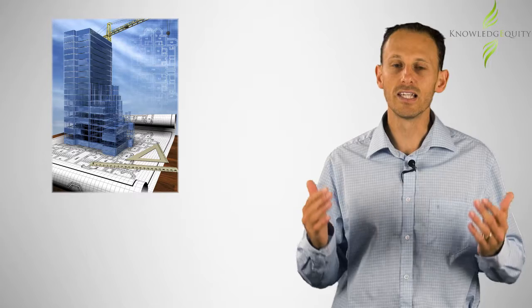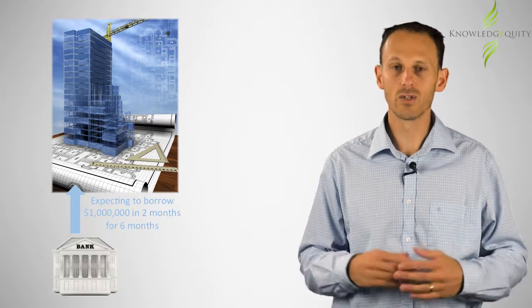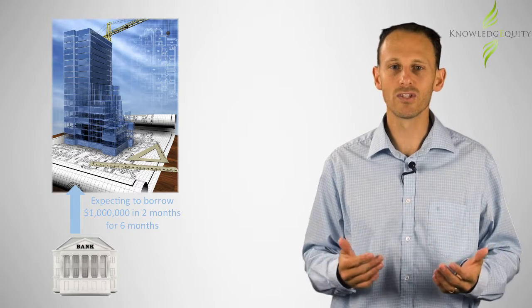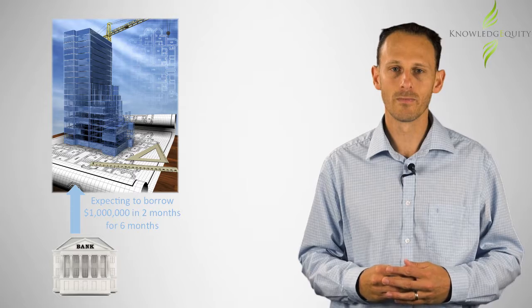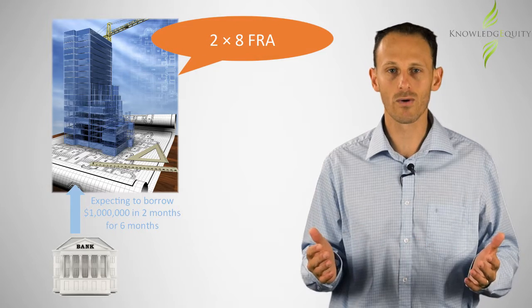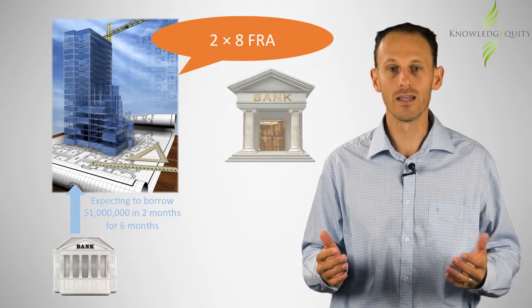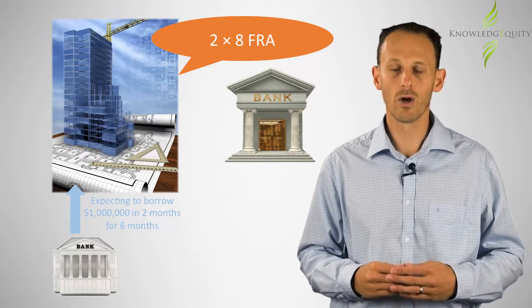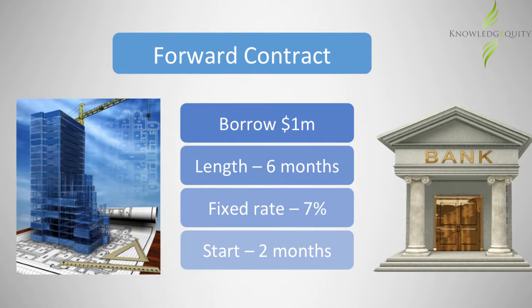Consider an organisation that is expecting to borrow $1 million in 2 months' time for a period of 6 months, and it wants to lock in an interest rate for that borrowing now. It could enter into a 2-month versus 8-month forward rate agreement, or FRA, with a counterparty, typically a financial institution, agreeing to pay a fixed rate of 7% on $1 million. The borrower would be locked into paying a fixed rate of 7% on a $1 million borrowing for a period of 6 months, starting in 2 months' time.